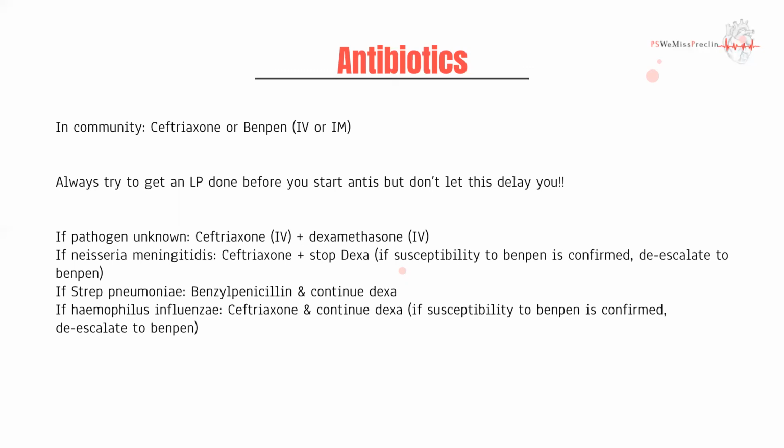So that's why. If you confirm it as strep pneumonia, you can directly go to benpen and continue dexa because dexa has been found to be efficacious. The reason we can go directly to benpen versus waiting for susceptibility is that most strep pneumonia is sensitive to benpen. But this obviously might change with high levels of resistance emerging with most of our antibiotics. If you confirm Haemophilus influenzae, you then, again, give ceftriaxone and continue the dexa. But if you have susceptibility to benpen confirmed, then you would de-escalate to benpen.